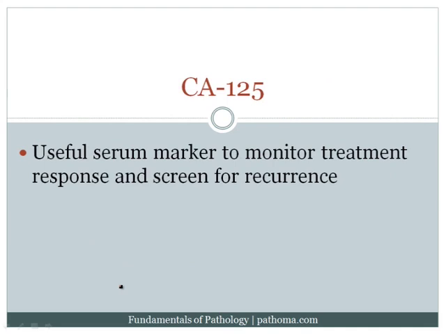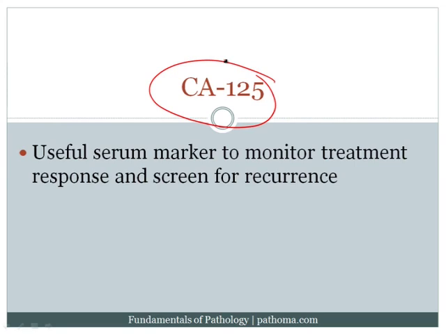The surface epithelial tumors, one of the interesting things that they may release into the serum is CA125. CA125 is a serum tumor marker. Remember that serum tumor markers, generally speaking, can provide 3 separate benefits. They can be used for screening, they can be used to monitor treatment response, and they can also be used to monitor recurrence. In the case of screening, CA125 has not really panned out to be useful. However, in the case of monitoring treatment and recurrence, it has.